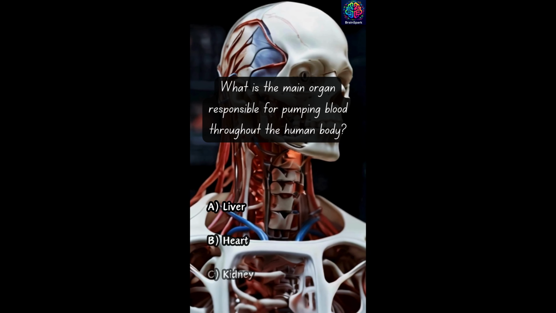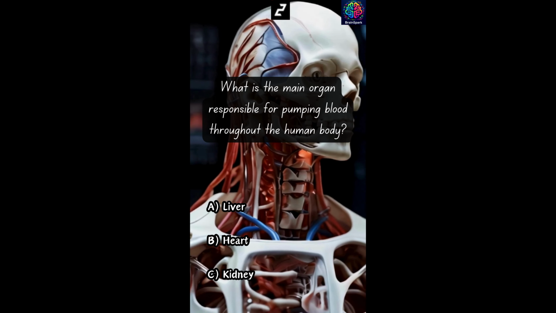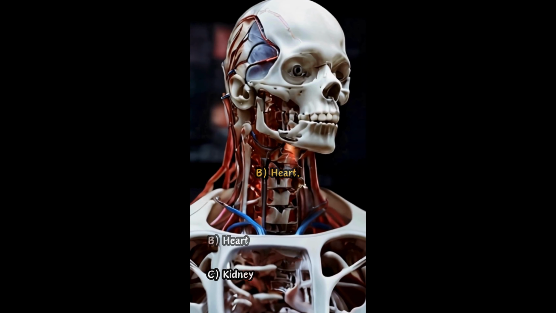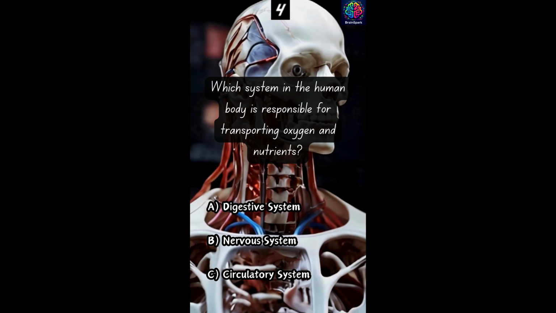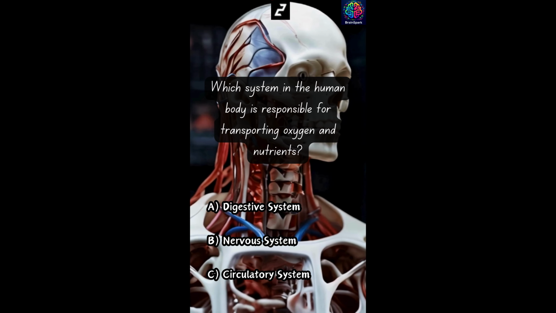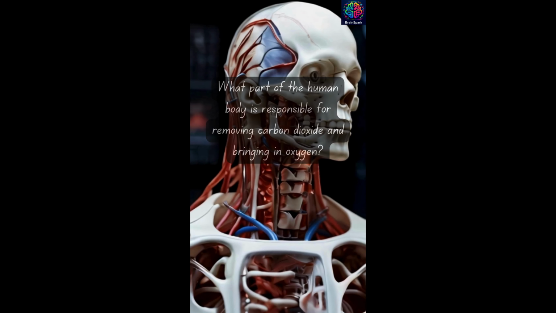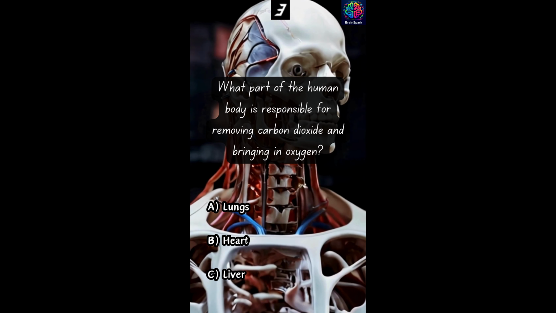What is the main organ responsible for pumping blood throughout the human body? B. Heart. Which system in the human body is responsible for transporting oxygen and nutrients? C. Circulatory system. What part of the human body is responsible for removing carbon dioxide and bringing in oxygen?